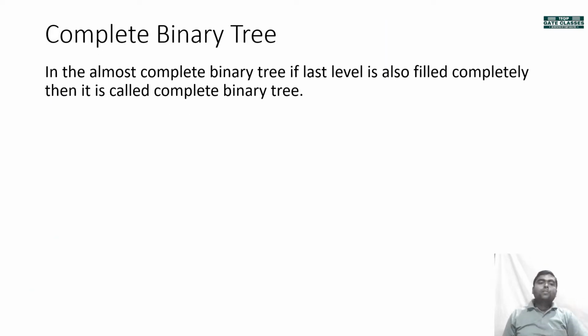So the complete binary tree is in the almost complete binary tree. If the last level is also filled completely, then that is called a complete binary tree. Say for example, like this.